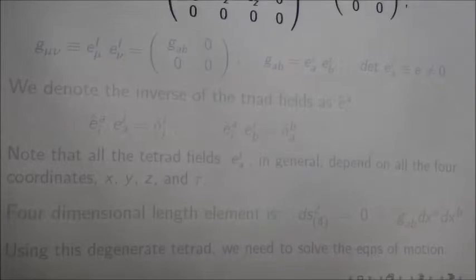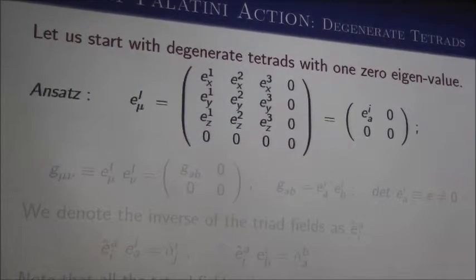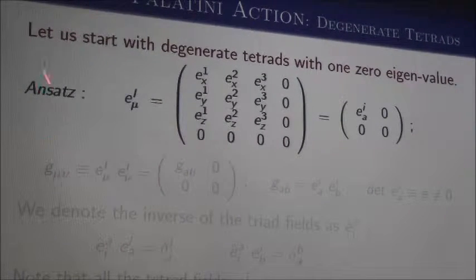So let's start with it. Let's think of the simplest case, where we have one zero eigenvalue in the tetrad. So let's start with degenerate tetrads with one zero eigenvalue. You can write a tetrad as a 3 × 3 block with all zeros here, and I take this to be the tau direction, the time direction. The Euclidean doesn't make much sense, but just for names. So this 3 × 3 block has no zero eigenvalue. It's invertible.